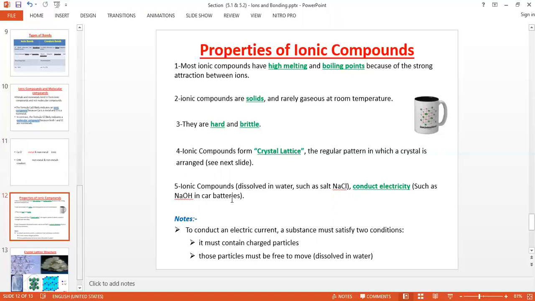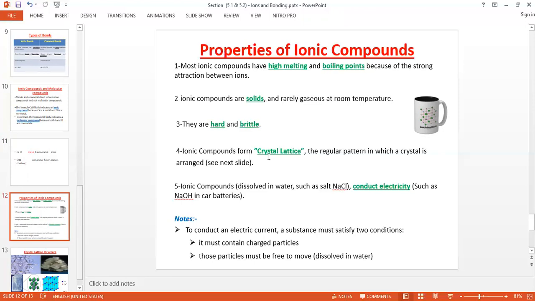On the other side, covalent compounds have low melting point and low boiling point, but about the state, you can find covalent compounds in solid, liquid, and gaseous state at room temperature. The solid ionic compounds are hard and brittle. They are solid, so they are hard, but brittle, so they can be easily broken. On the other side, the solid covalent compounds can also be broken easily, so they are brittle too.